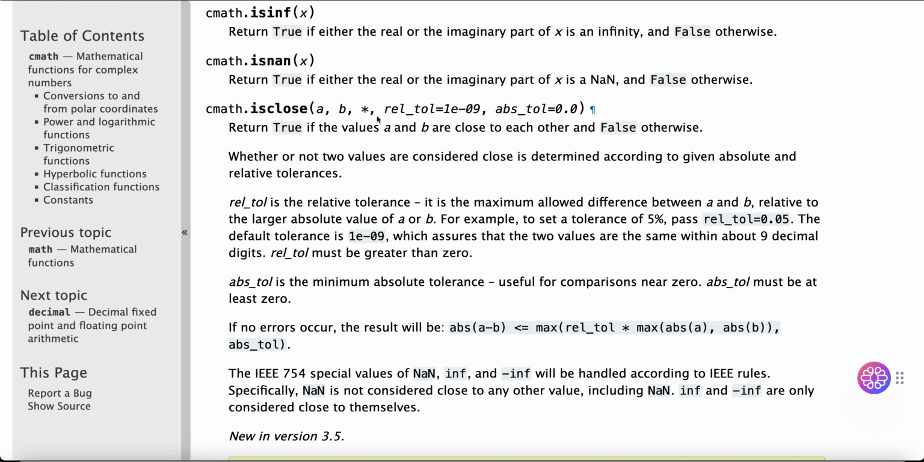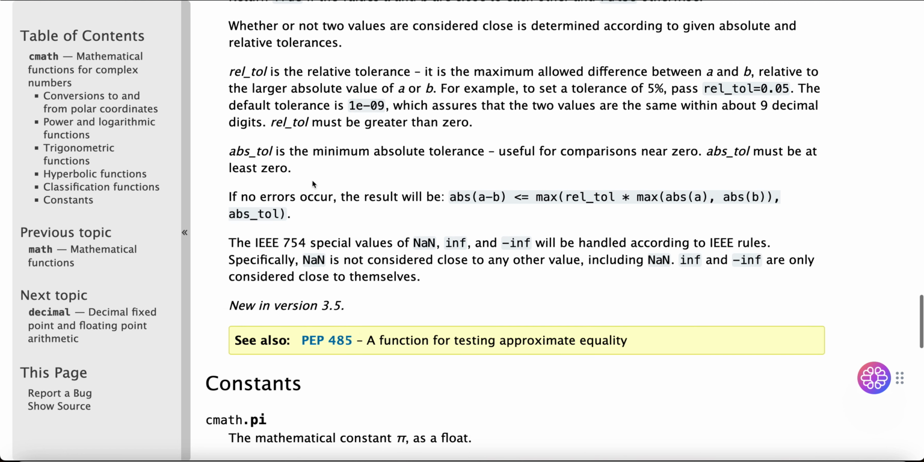cmath.isclose(a, b, *, rel_tol=1e-09, abs_tol=0.0). Return True if the values a and b are close to each other and False otherwise. Whether or not two values are considered close is determined according to given absolute and relative tolerances. rel_tol is the relative tolerance. It is the maximum allowed difference between a and b, relative to the larger absolute value of a or b.